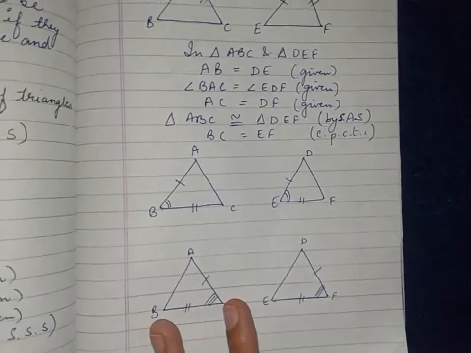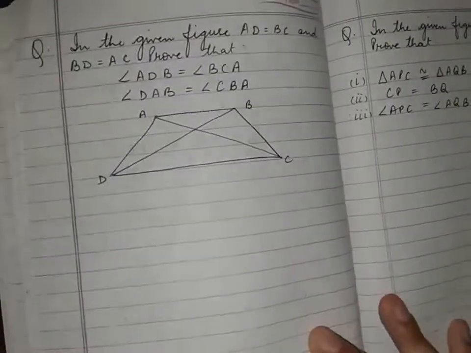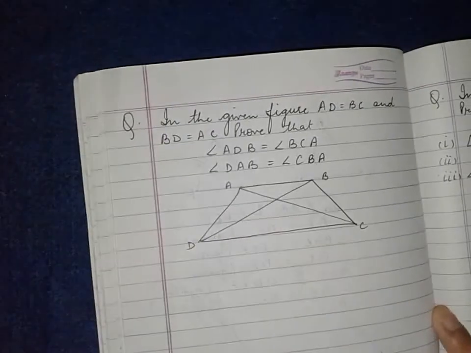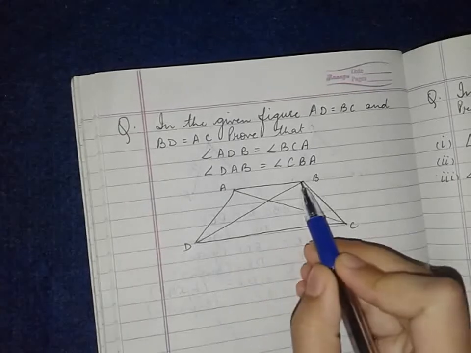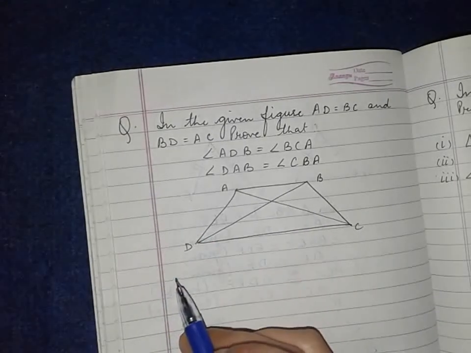Let us see a question in which these two are applied. First one. In the given figure, AD is equal to BC. This AD is equal to BC and BD is equal to AC.